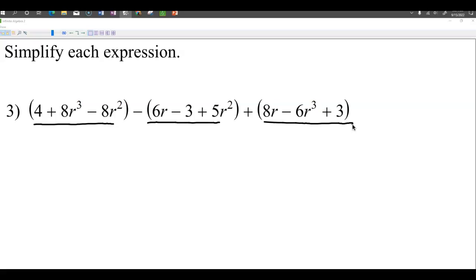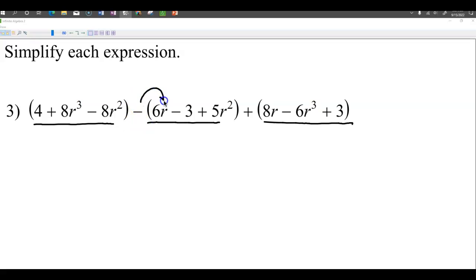So, let's go ahead and begin here. So now, I'm going to ask Adrian, what do I need to do first? Say it again. Distribute that negative. You guys see that minus sign there? Right here in the middle? We need to distribute that one.